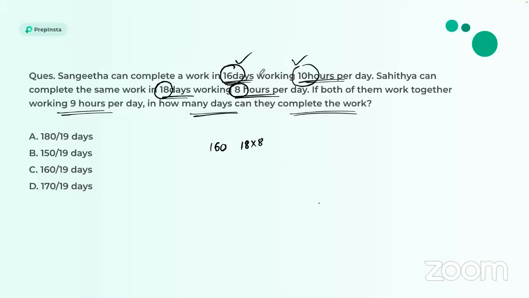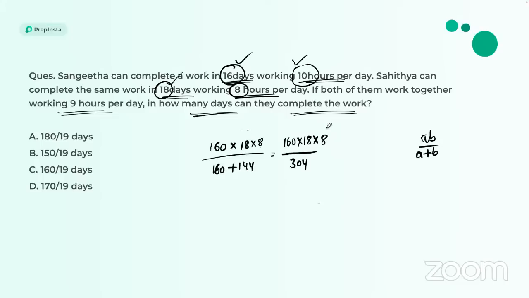Two persons are working together, so what is the total time taken? Actually, we will do it as AB by A plus B, the shortcut formula, right? Together, number of days. So A is this, B is this. So A into B by A plus B. A plus B is 160 plus 18 times 8, which is 144, so 160 plus 144 is 304. So the answer is simply 304. And in the numerator we have 160 into 18 into 8.